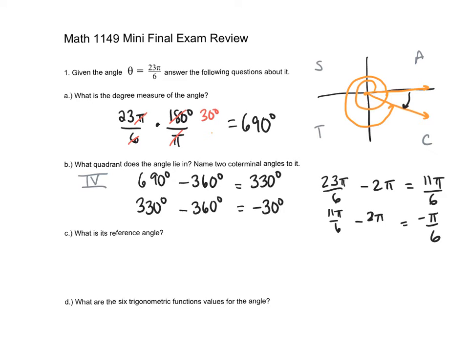Part C says, what's the reference angle? Remember, the reference angle is always the angle between the x-axis and the terminal ray, an acute angle. So in this case, it is 30 degrees. But the easiest way, remember, the reference angle always matches the denominator in radians, so it's pi over 6.